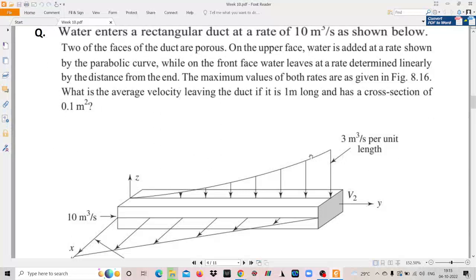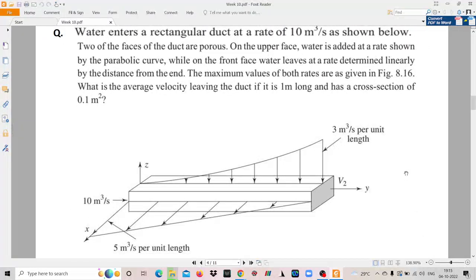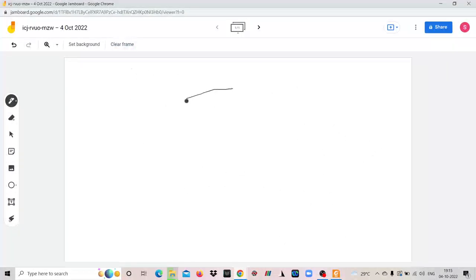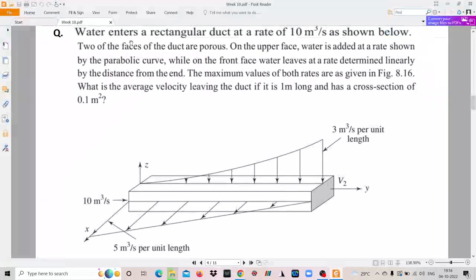Okay, so it is a little bit more complicated in comparison to the previous one. There is a rectangular duct. So what is a rectangular duct? A rectangular duct is nothing but a pipe whose cross section is rectangular. It's not circular but rectangular. So water enters a rectangular duct. There is a rectangular duct, okay, so this is the rectangular duct.